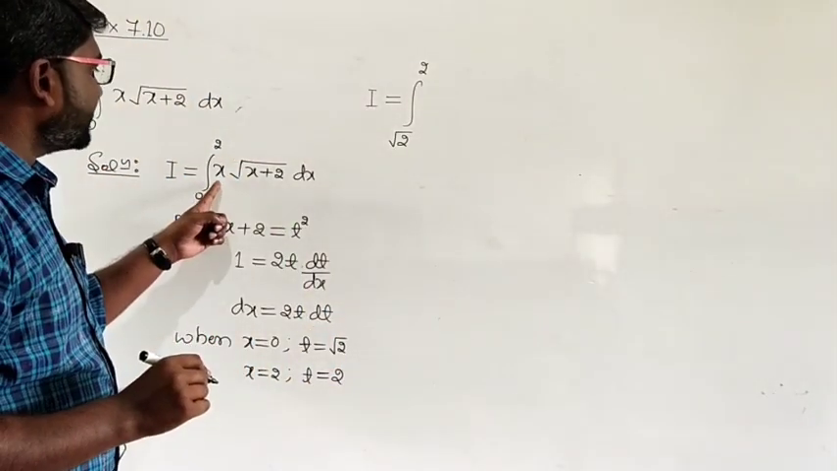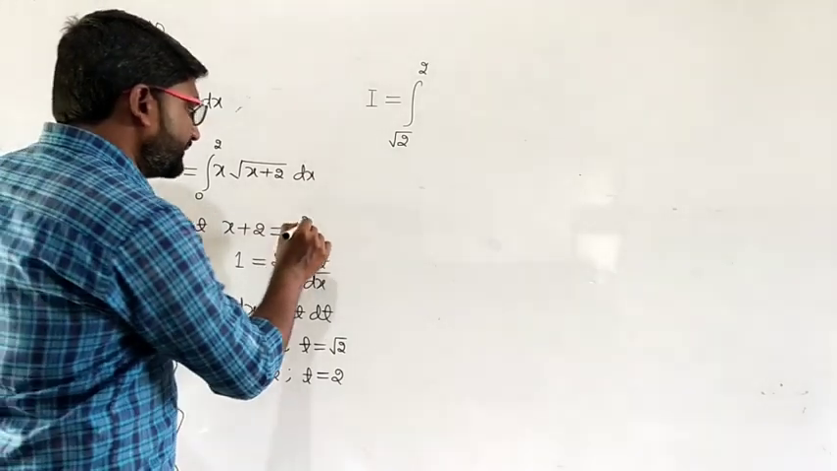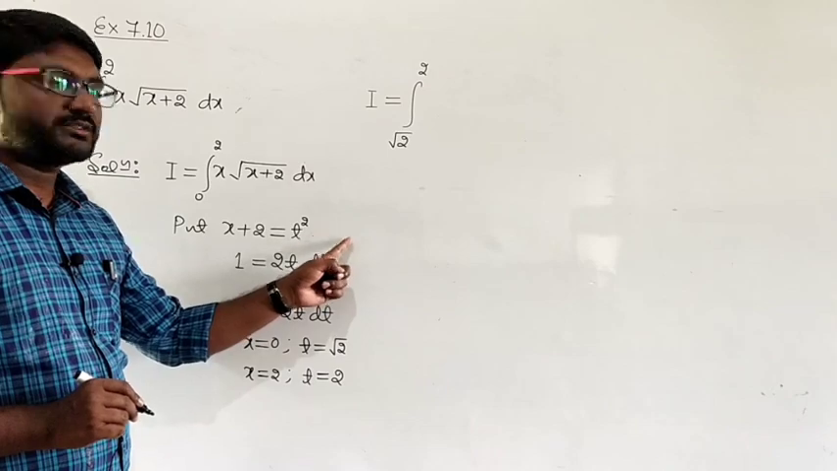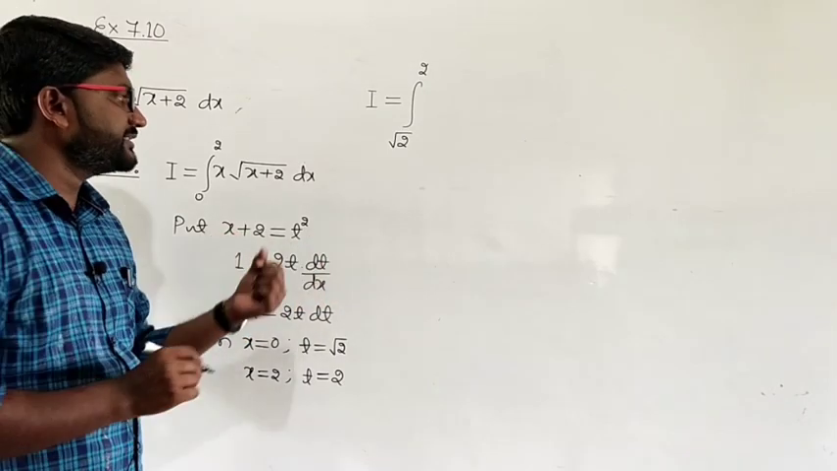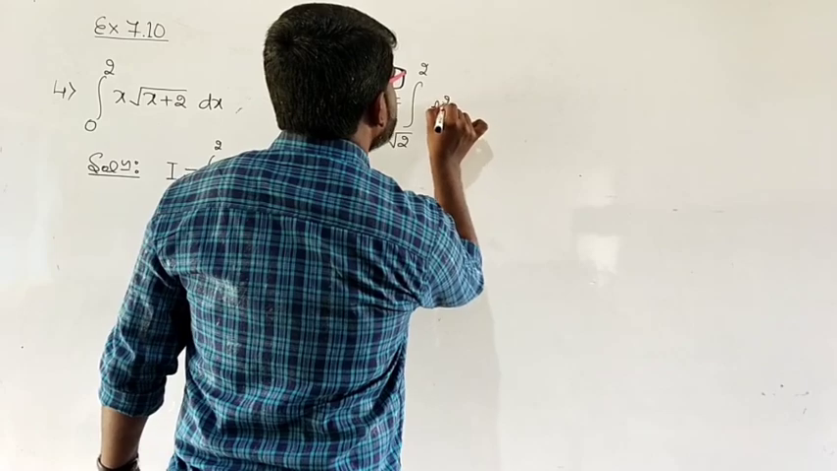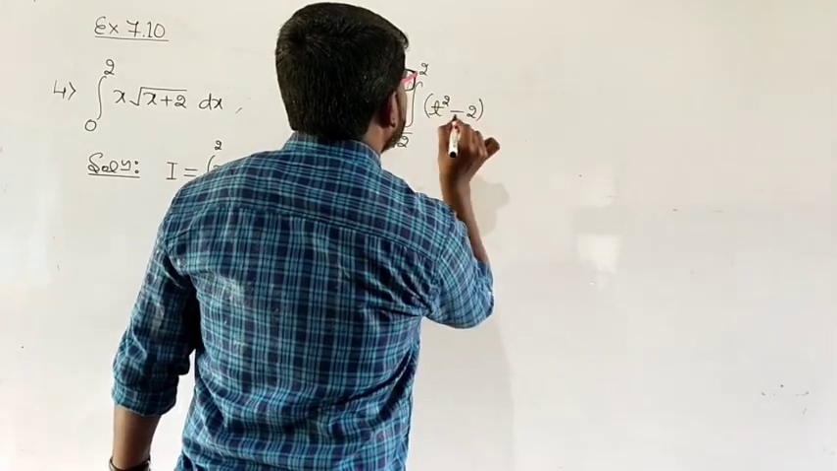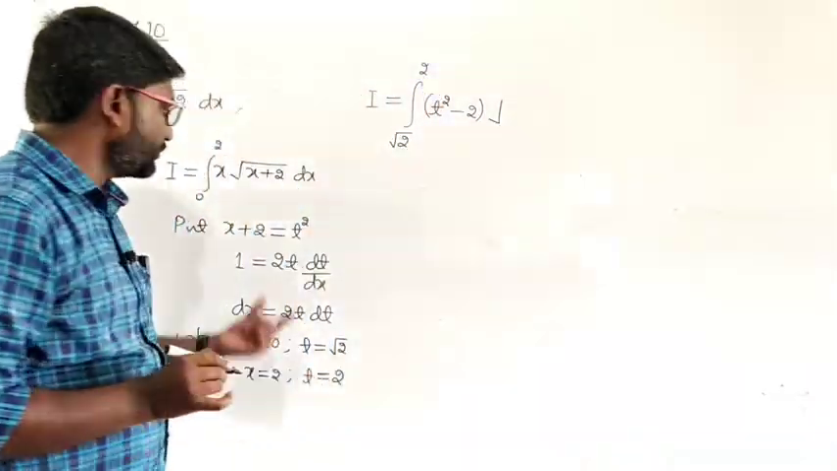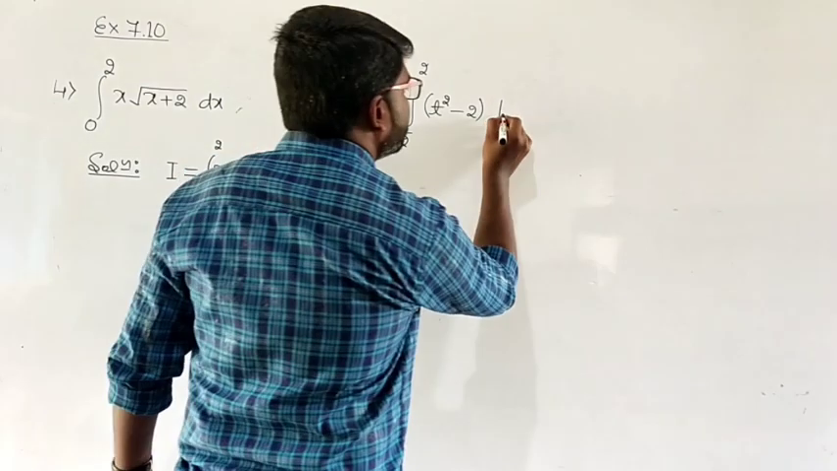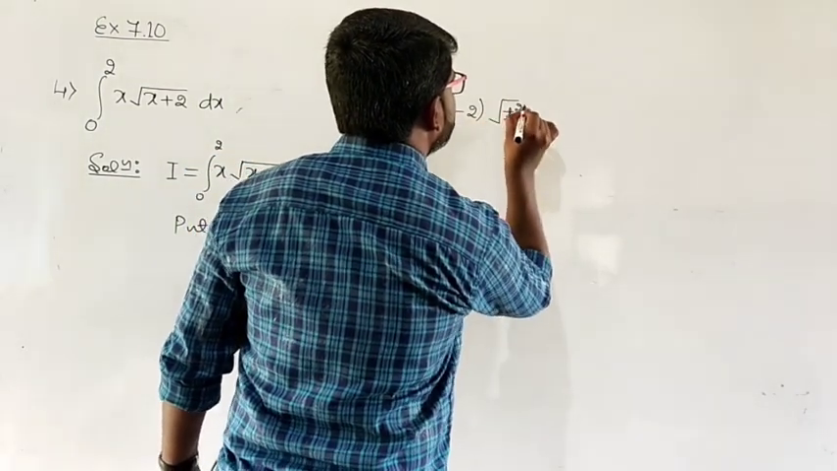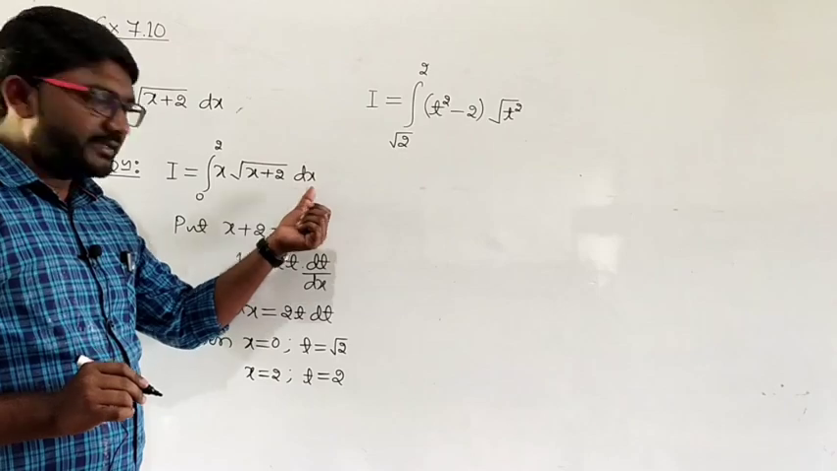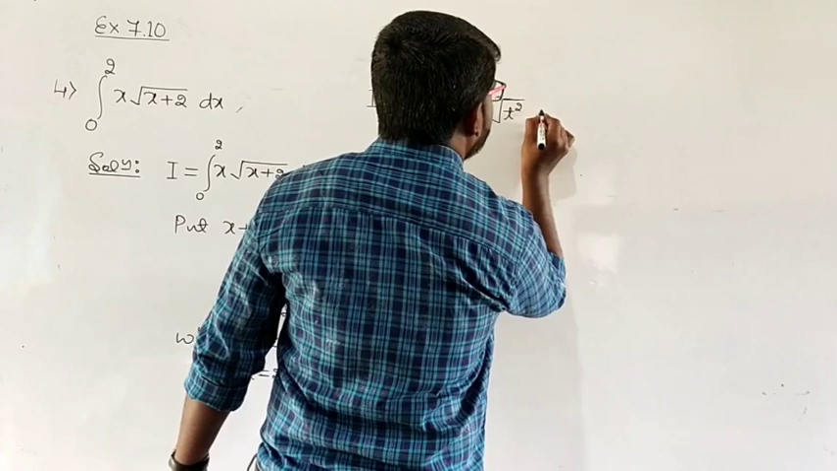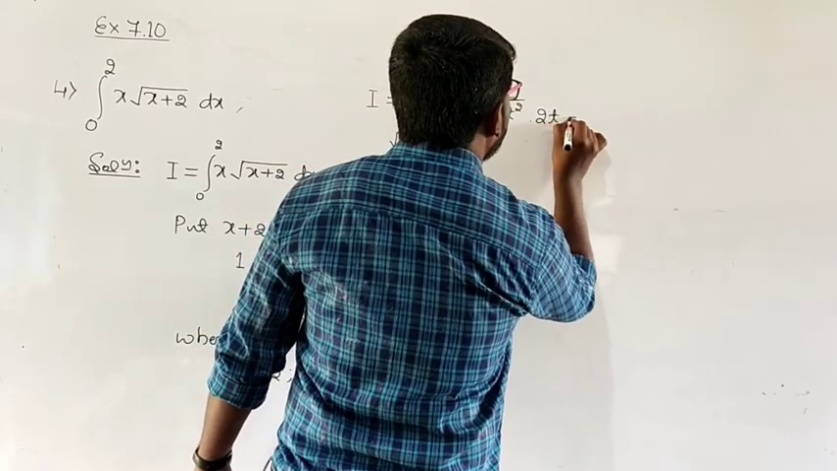Then what is x here? From this we can write x as t square minus 2, taking the 2 to the other side. So x equals t square minus 2. Then square root of x plus 2: x plus 2 is nothing but t square, so I write t square. Then what is dx here? dx is 2t dt.